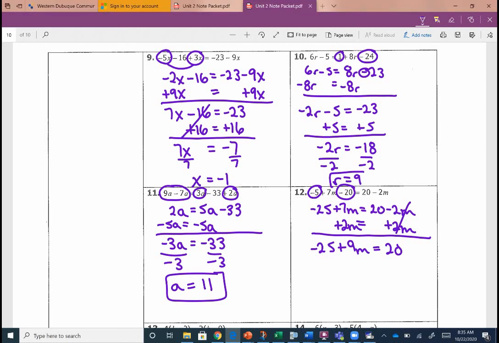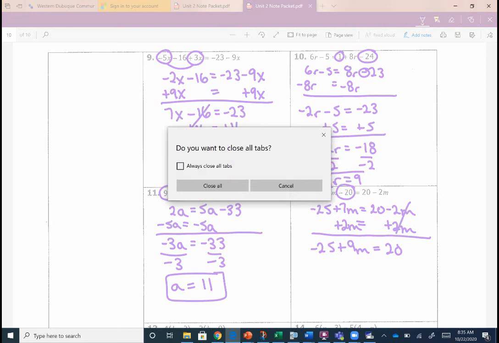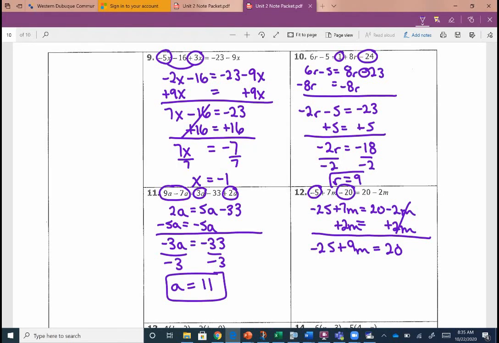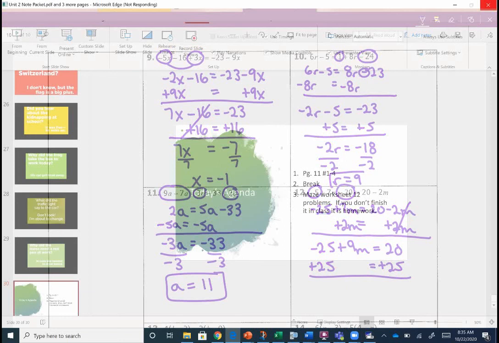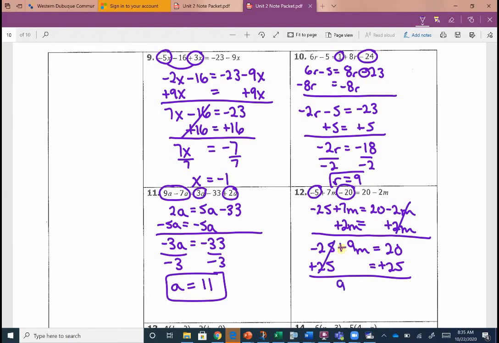All right, so then what do I move next? Let's see. I can't move my 9 yet because that's being multiplied. I've got to move my 25. The 25 is negative, so to move it to the other side, we have to add it to both sides. I get left 9m, and we get a 45. Divide by our 9. Now I know some of you are thinking, Miss Golly, I chose to move the 7m up above and I still got m equals 5.